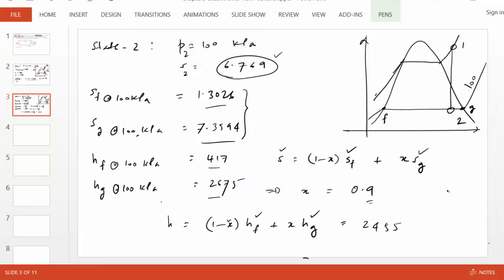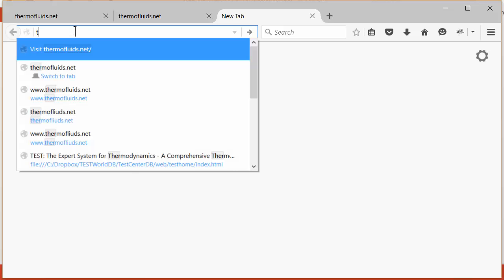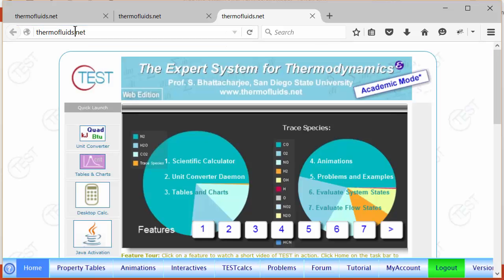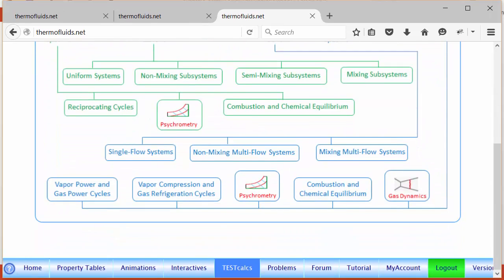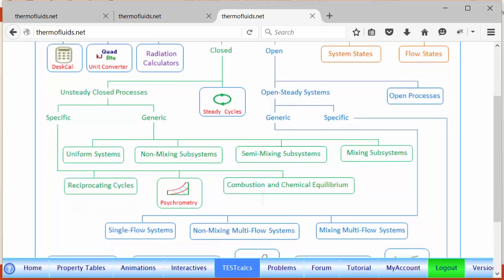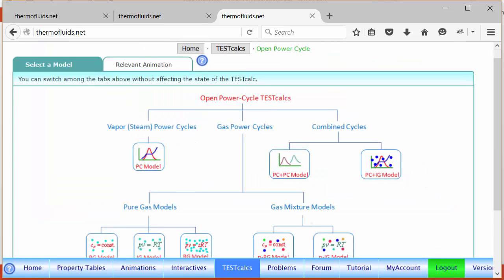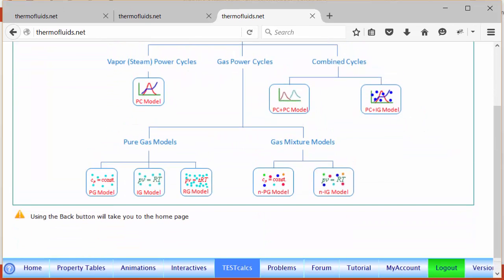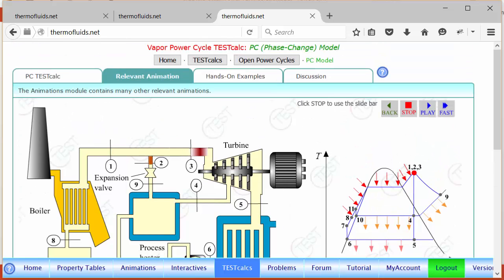So it's time, let's go and figure out if we made any mistake or not. Let's verify our answer using TESTcalc. We'll open up another window, and this time we'll go to TESTcalc and open Systems, Specific branch, and Vapor Power and Gas Power. Both are handled in the same branch of the tree. And what model do we pick? Of course, the Rankine model. There is only one model that can handle a mixture of fluids, such as liquid and vapor.